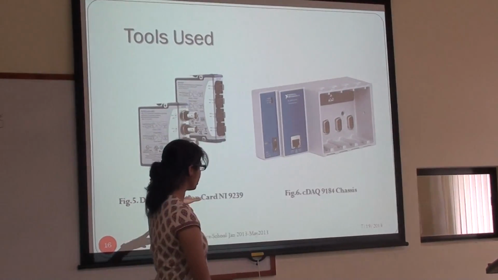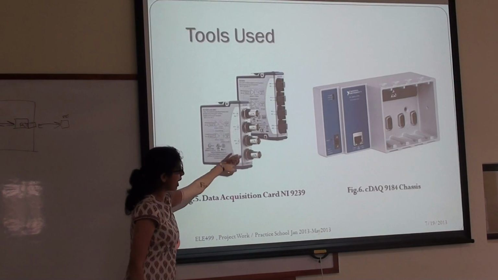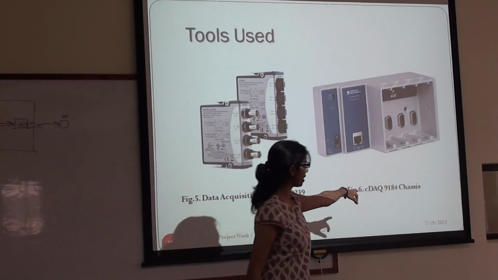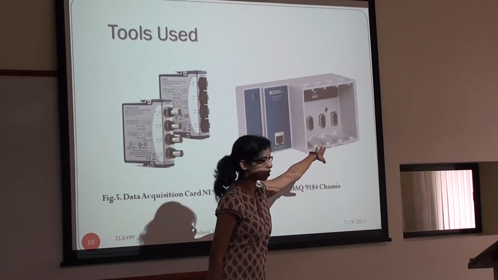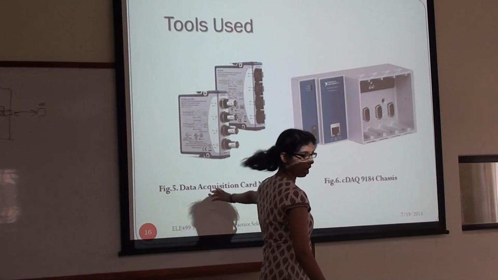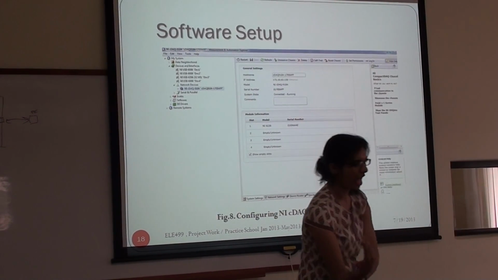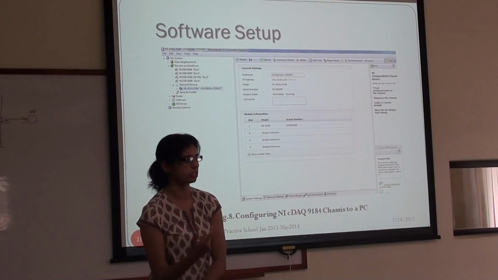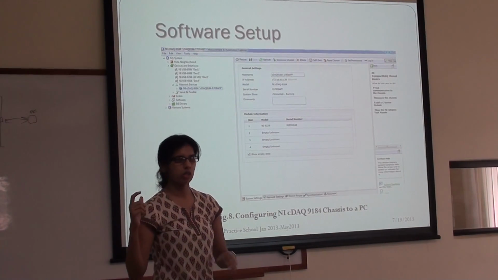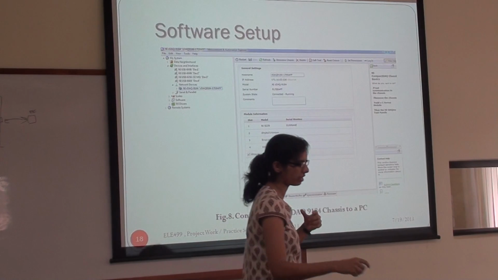This is a screenshot of the DAC I've been speaking about. This is the NI 9239. It's got 4 channels. And this is the cDAQ-9184 chassis. It's got 4 slots in which you can place 4 of these cards. And as we've seen, since it's an Ethernet-based system, we need to make sure that the communication is established between the card and the target computer.